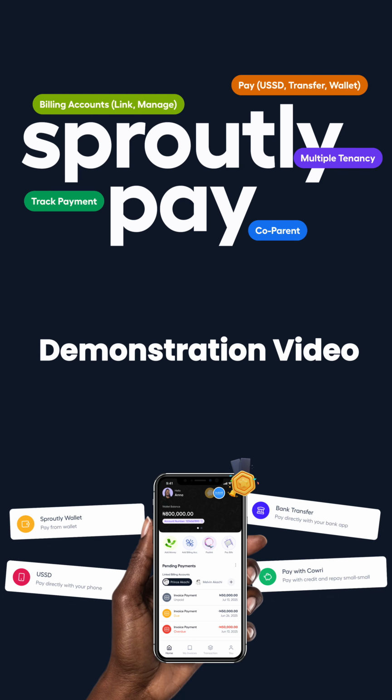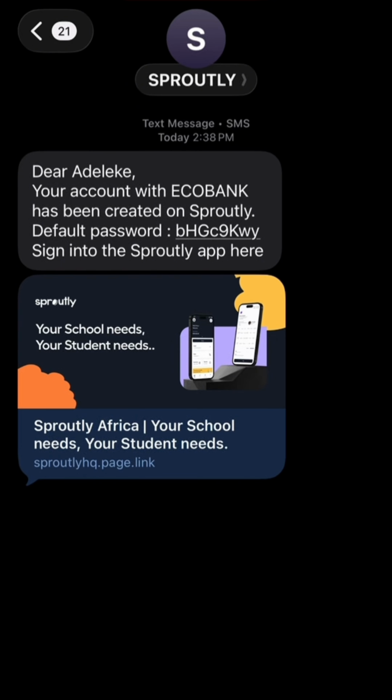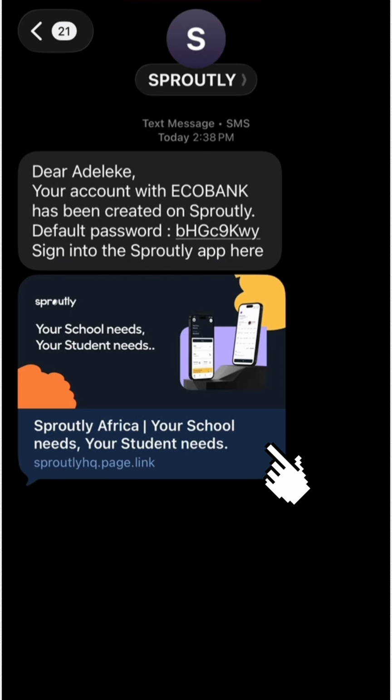In this video, I am going to be demonstrating how to log into the Sproutly mobile app for the first time. When your child is onboarded, this is the onboarding SMS you get from Sproutly. This message contains a default password to be used for your first time login and a link to download the Sproutly mobile app, either from your Play Store or Apple Store.